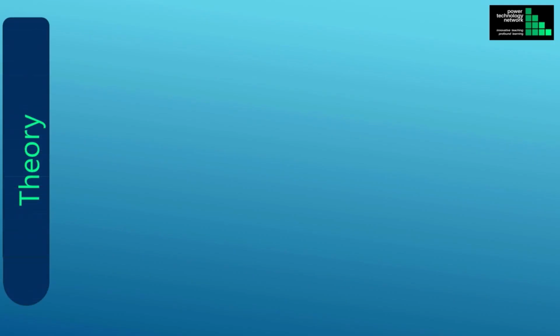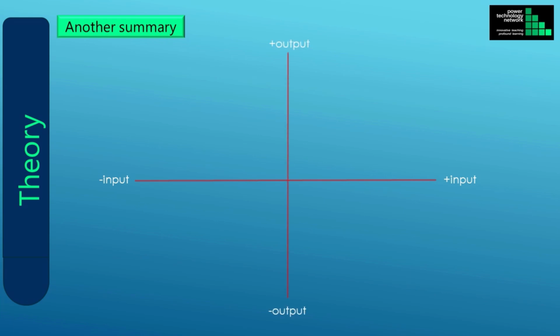This slide presents yet another summary of both the inverting and non-inverting amplifiers, based on the open loop op-amp. This summary consists of a diagram. The horizontal axis of the diagram is the input to the amplifier. The vertical axis of the diagram is the output of the amplifier.